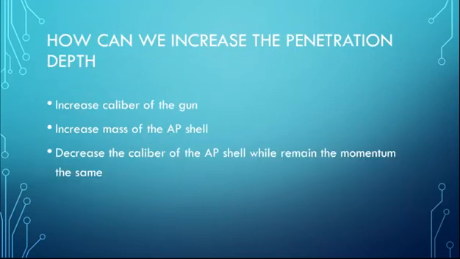The second way is to increase the mass of the AP shell. We all know that velocity and mass are the two factors that determine the momentum and kinetic energy. So when we increase the mass of the AP shell, we can obtain a bigger kinetic energy and a bigger momentum of the shell.